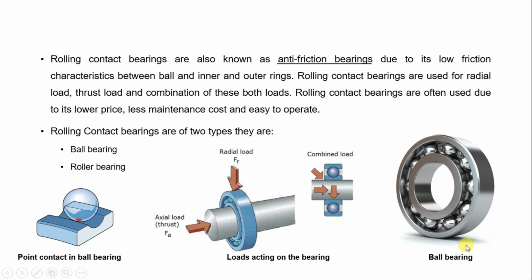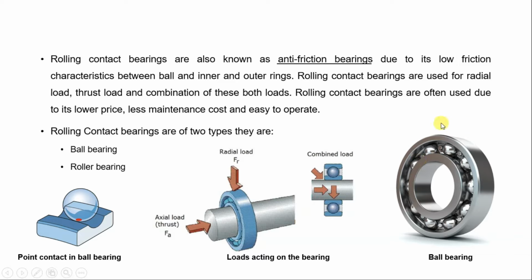Here the picture of a rolling contact bearing is shown, specifically a ball bearing. This inside ring is called the inner race and the outside ring is called the outer race, and in between these two races there will be rolling elements inserted, and to hold them in position there will be a cage or separator between these elements.